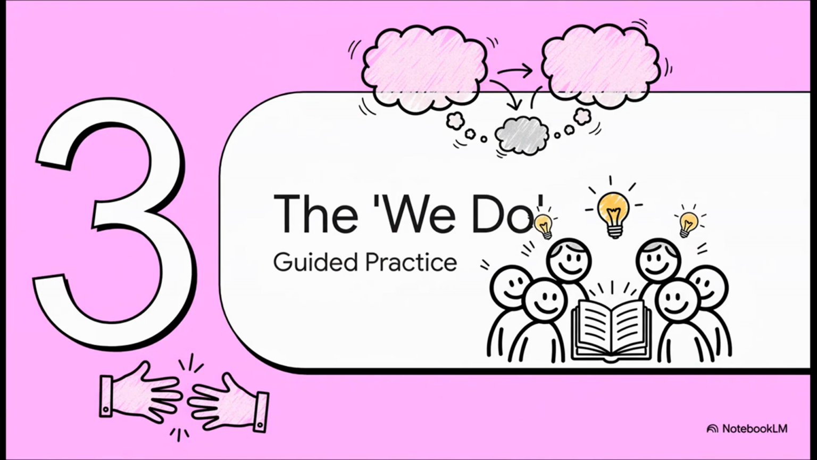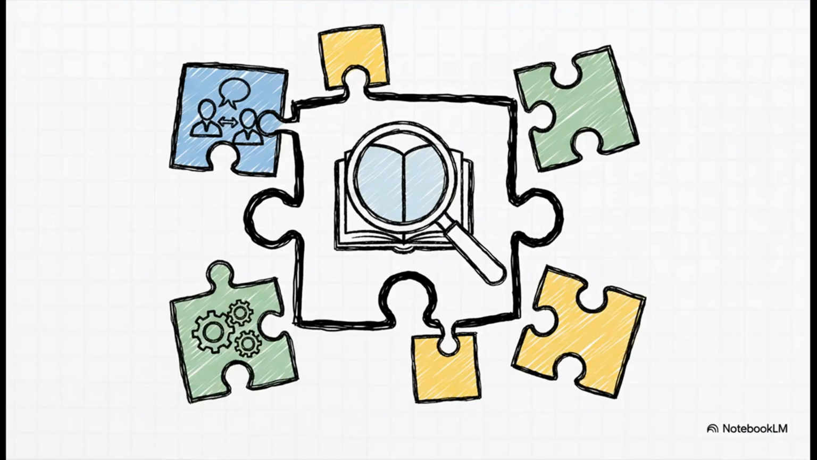All right, so we've done our modeling. Now it's time to ease back a little and let the kids work together. This is the we do phase. And I've got a fantastic strategy for this part, the feature and structure detective jigsaw. It's super active, it's collaborative, and it gives kids a really clear mission when they dive into a text.